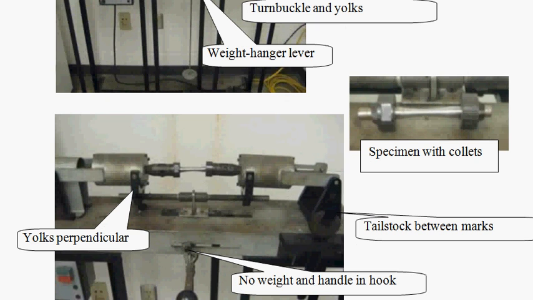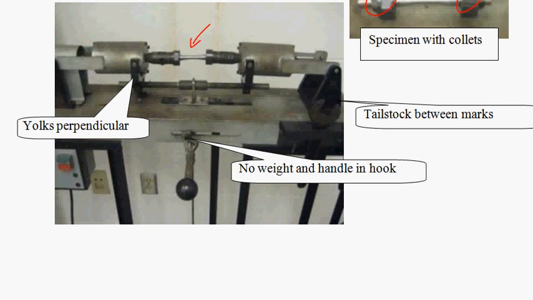What you'll do in order to load that sample is take the collets out, put them on the specimen, and then fit them back into the machine as a unit. This hook is engaged so that you can load it without any weight on it. And notice too that this has to be perpendicular in order for the statics to work. In order for this to be in pure bending, this yoke has to be perpendicular to the beam.